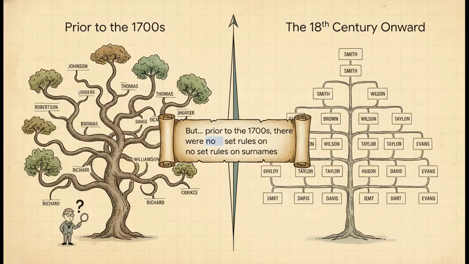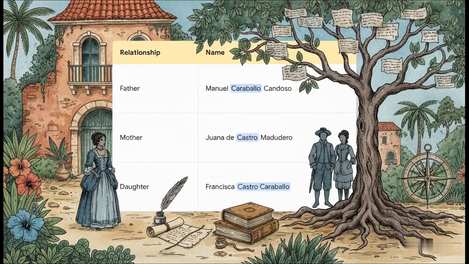And here is the big secret. Before the 1700s, this whole system was way more, let's say, flexible. There weren't any strict, set-in-stone rules. This meant families had choices, and understanding that is the key to unlocking all those weird inconsistencies you're finding in the records.